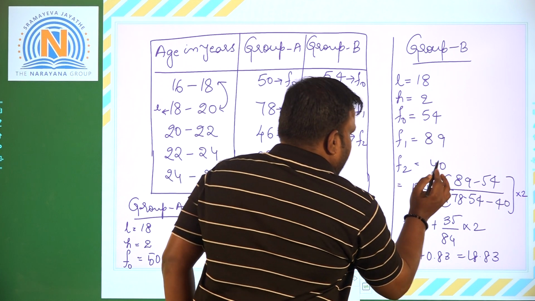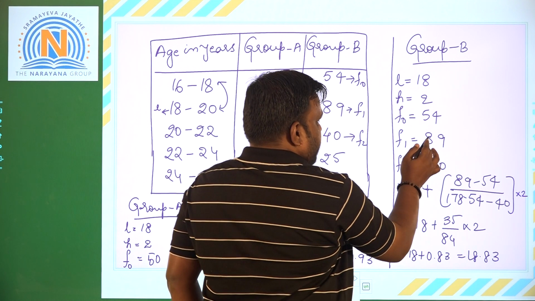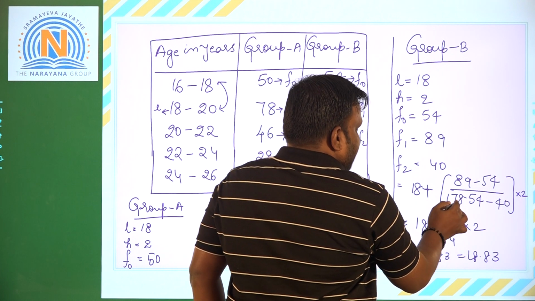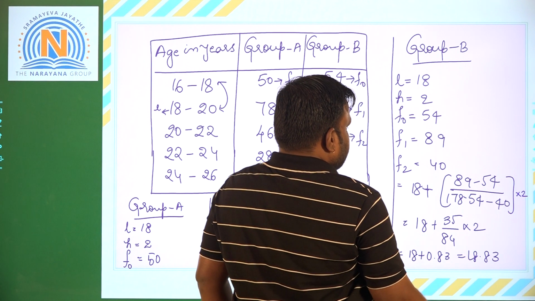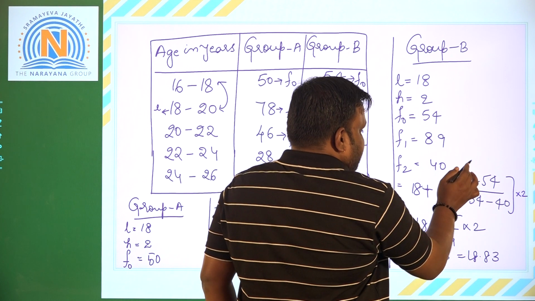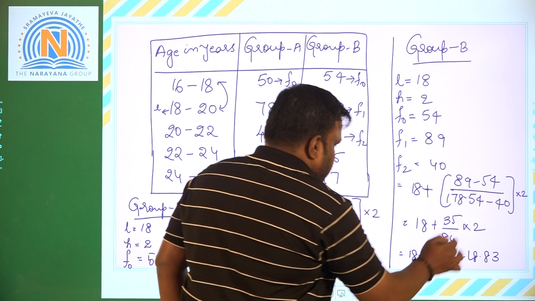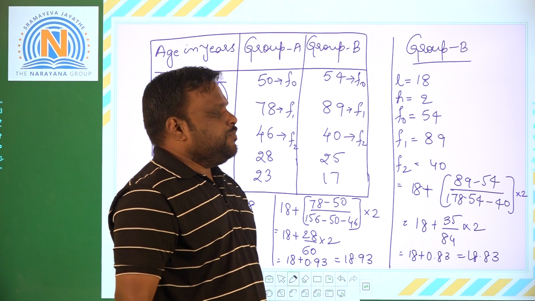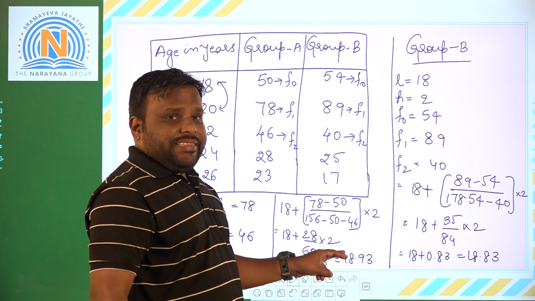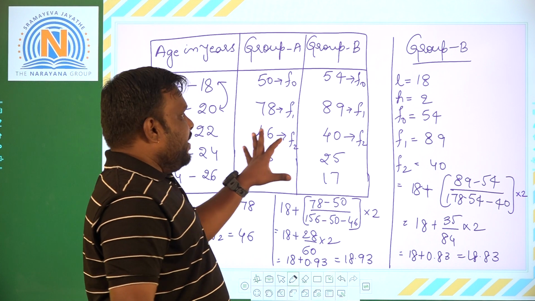Again substituting in the formula, it will be L, that is 18, plus (F1 minus F0), 89 minus 54, by 2 into F1, so 2 into 89, 178, minus 54 minus 40. So 18 plus (89 minus 54, that is 35) by 84 into 2. On calculating this, you get 18.83. So the mode of group A is 18.93 and the mode of group B is 18.83. This is the comparison. So this completes question number 1.